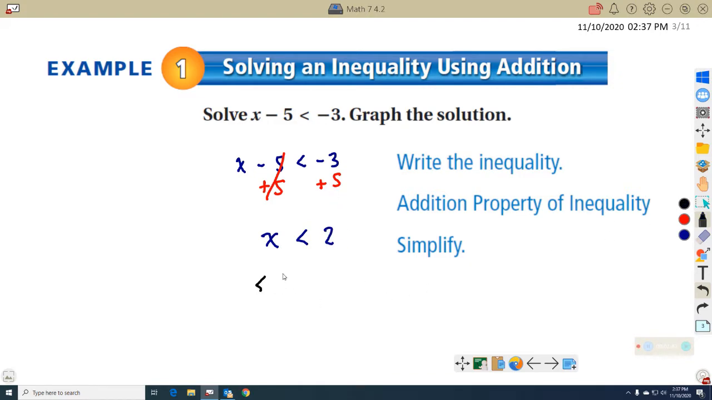I'm going to graph that. I'll need a short number line for this. 0, 1, 2. We're going to use an open circle. And I'm going to graph to the left. I want the numbers that are less than 2. So your graph can look like that.